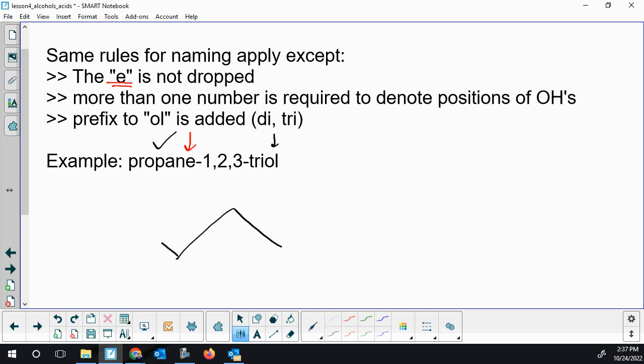So I'll do this from the left. There's the 1 position. There's the 2 position. And there's the 3 position. 1, 2, 3. That's it. That would be the line structure for propane-1,2,3-triol.